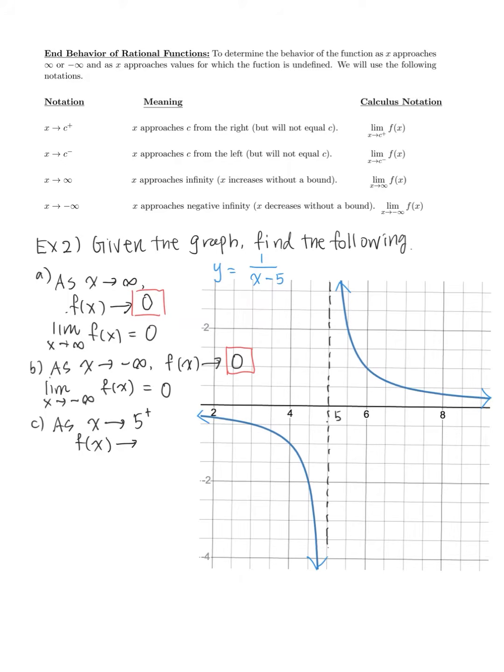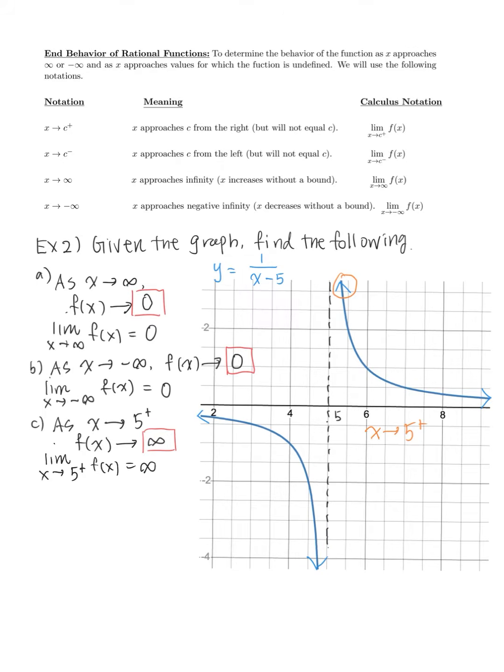So as x goes to 5 from the right-hand side, our y value, which is our f of x, is going to go to infinity. Let me just write that as f of x is going to go to infinity. Let me color code this. As x approaches 5 from the right, what we're analyzing is this tail end of the graph. Now, using the calculus notation, we write this as the limit as x goes to 5 from the right of f of x.